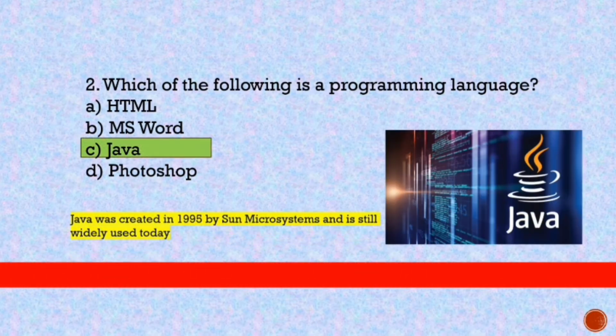So the right answer is Java. Java was created in 1995 by Sun Microsystems and is still widely used today. If you want to know what are the programming languages, then let me know in the comment box. The next video which I will make, I will explain there what is the programming language.